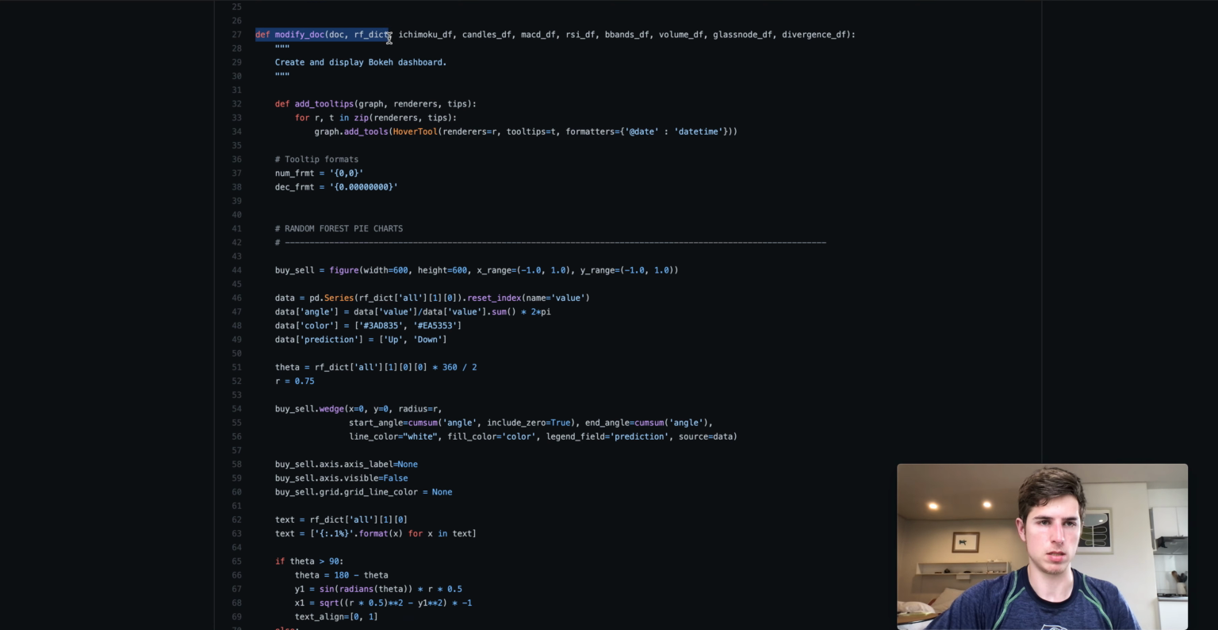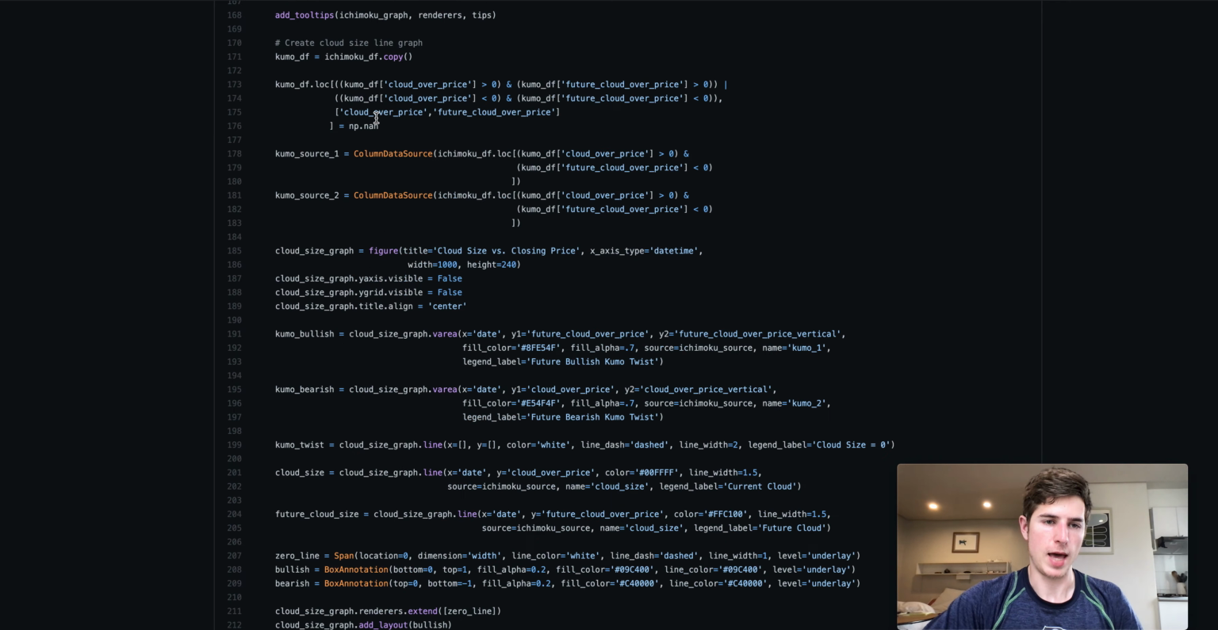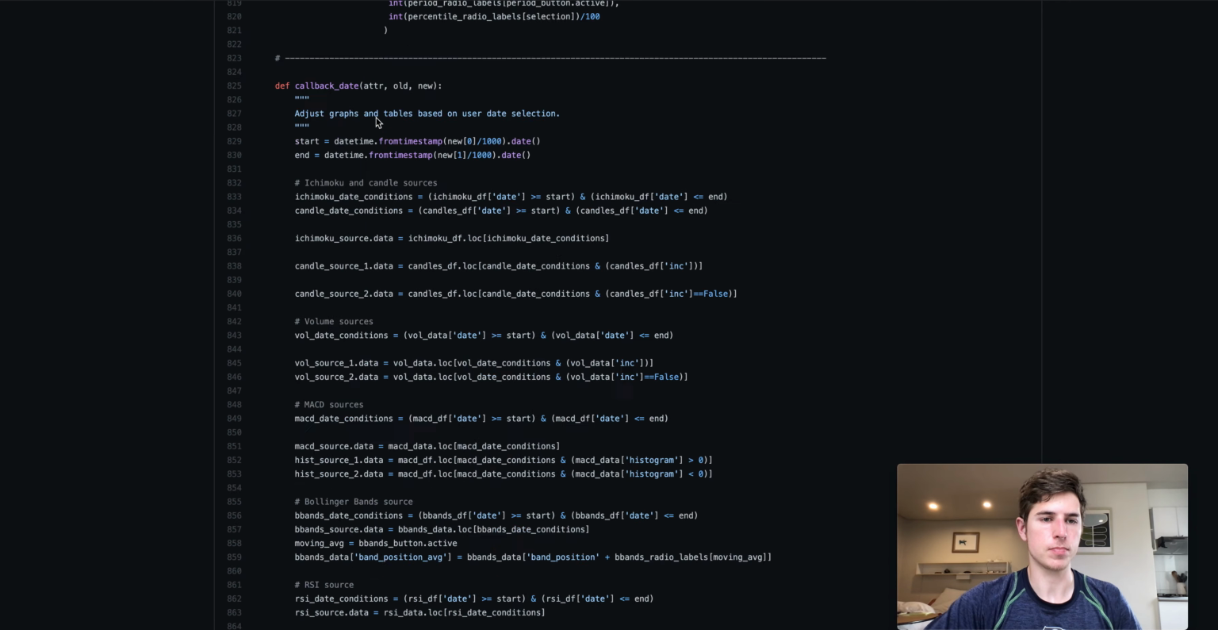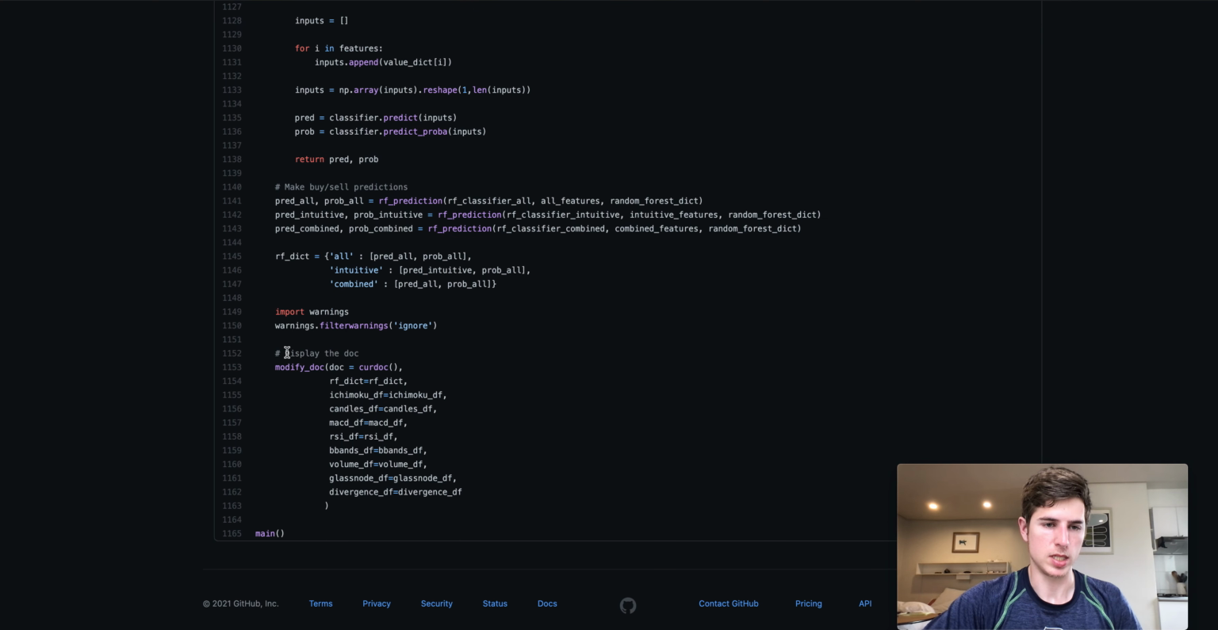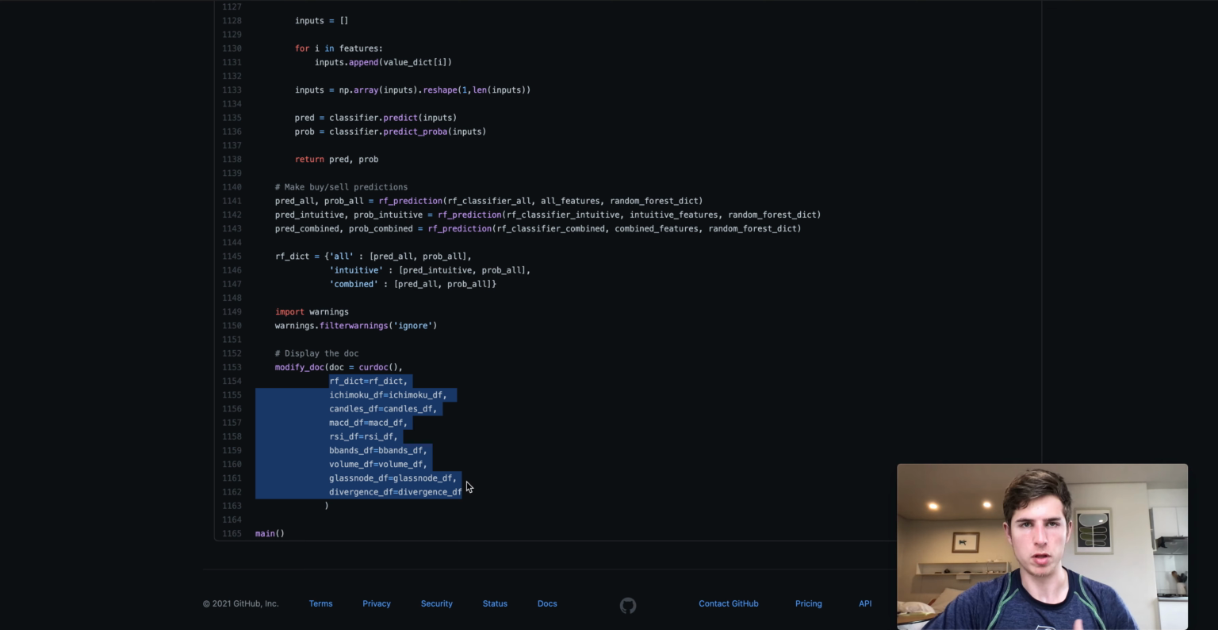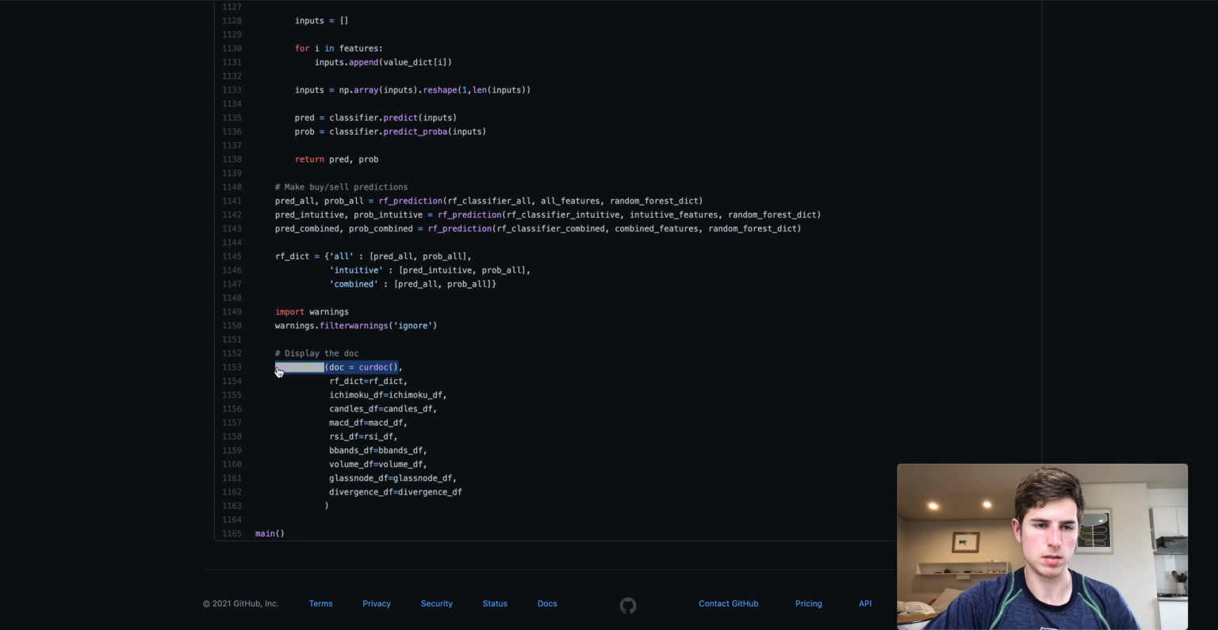Everything is contained essentially within this one big modified doc function, and then at the very end, what you'll see down here is how we display the documentation. This is tricky. It was tricky to figure this out. There are some resources that you can find on the internet, but feel free to reach out if you need any help here. We obviously need to pass in some data frames. This will be the data for the Bokeh dashboards, but this is kind of how it ultimately is displayed.